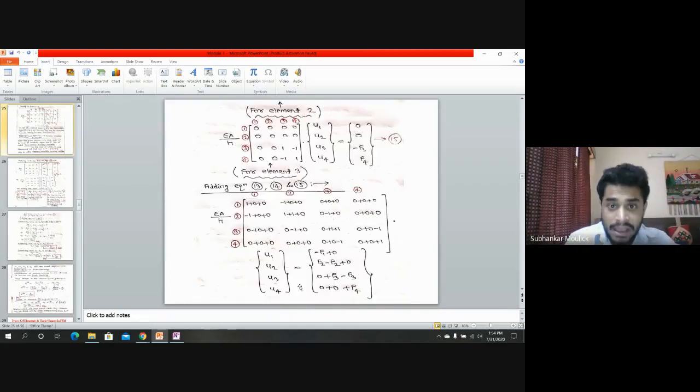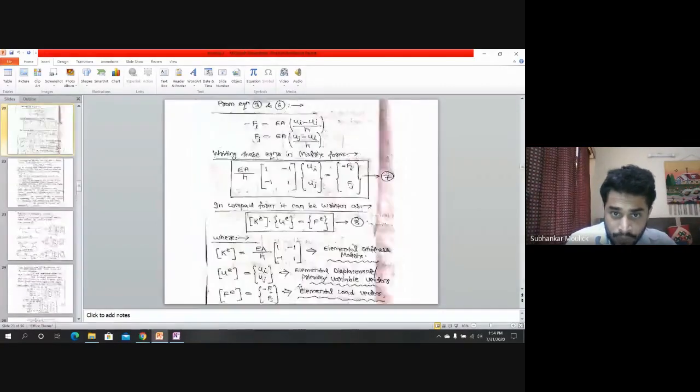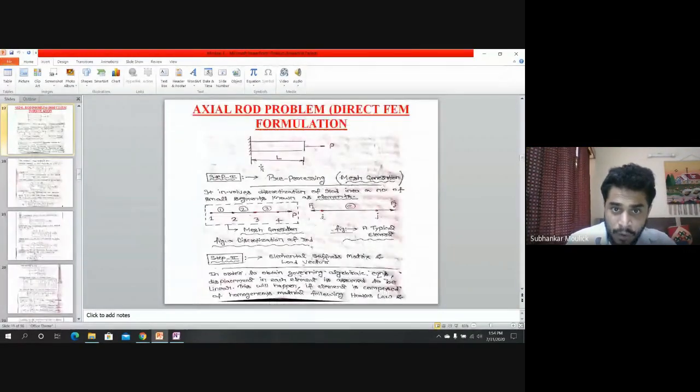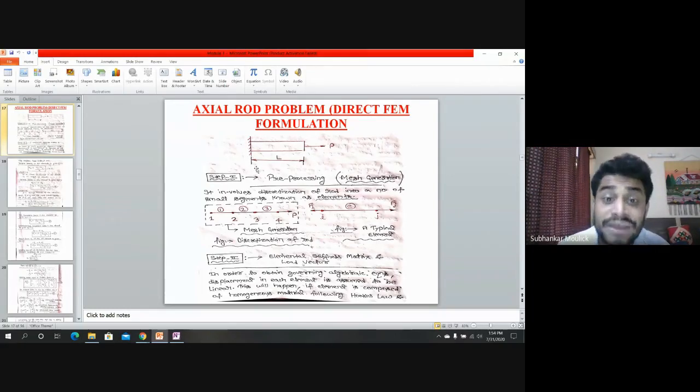If you see the given problem, your essential boundary condition is that U1 is 0. Why is U1 0? Because the left end of the beam is fixed. If I divide my given problem into 3 elements, then node 1 is fixed. If node 1 is fixed, that means U1 is 0. That means it is an essential boundary condition, not given to you directly.